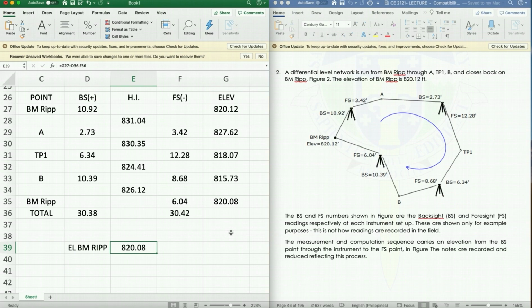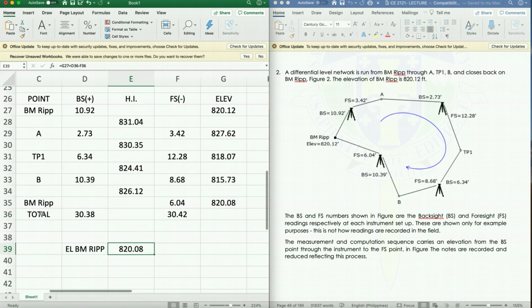Sir, why is that? Why did we start at BMRIPP and end at BMRIPP but the elevation is not the same? There is a difference of 0.04 meters, and we can blame that on human error. And it is minimal. Though 0.04 is 40 mm, we can blame that on human error.